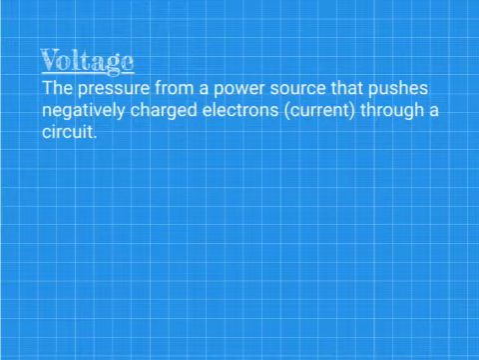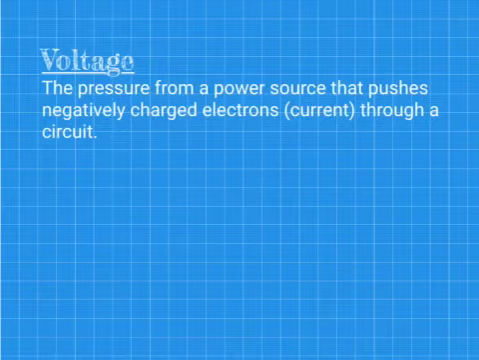Now, when we're talking about voltage, we're looking at the pressure from a power source that pushes those negatively charged electrons, or that electrical current, through a circuit. So when you look at the electrical current, you're looking at what exactly it is: how many electrons, and how fast they're flowing. When you're looking at the voltage, you're looking at the how. How is it that those things are moving?